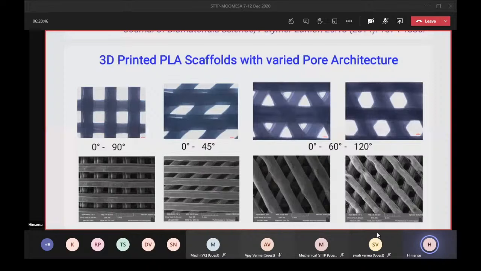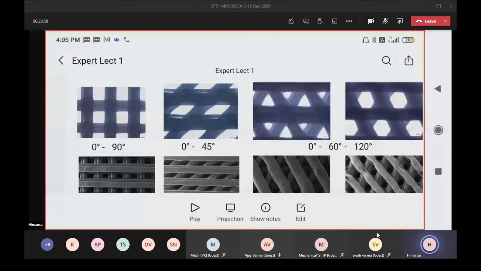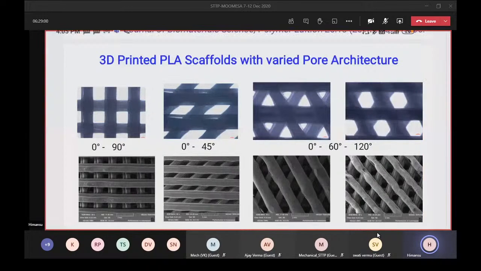We actually used human bone marrow derived stem cells. We use the passage stem cells, directly stem cells, so those could directly go to the osteogenic lineage. Another thing we are currently focusing on is a different kind of 3D printed PLA scaffold. We created it with an FDM machine, which is fused filament deposition.